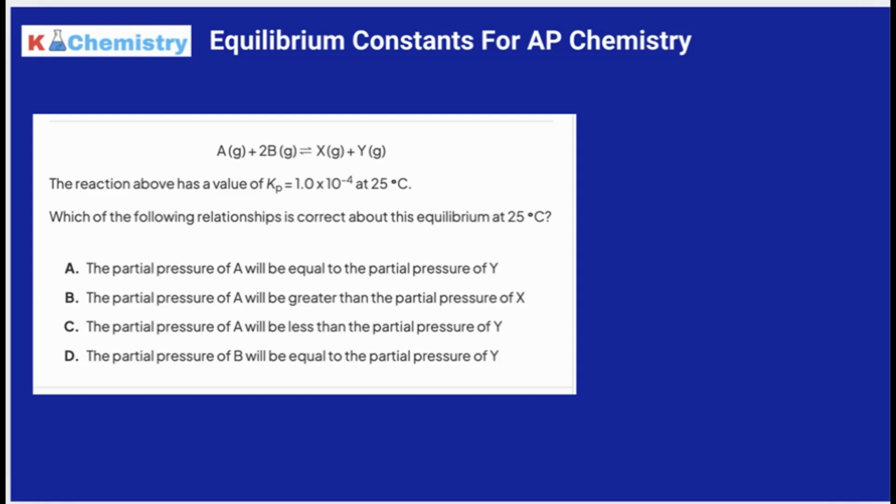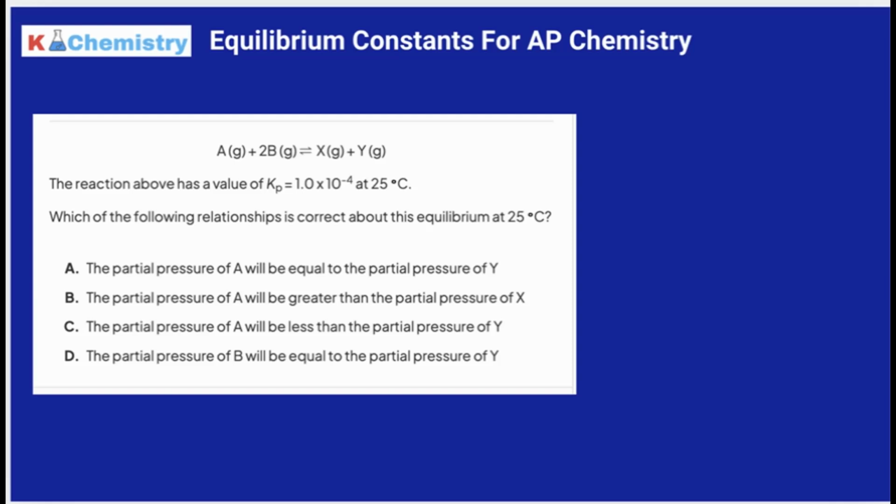I have here a very small value, 10 to the power of negative 4, which shows that the balance is very much on the left. We said that if the value is more than 1, then it's mostly to the right. If it is less than 1, it's mostly to the left. So this means that it is mostly to the left. There are more reactants than products, so the partial pressure of A must be greater than the partial pressure of X, which is the correct answer, number B.